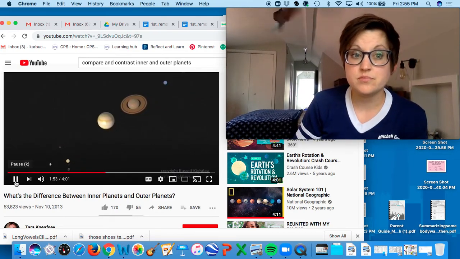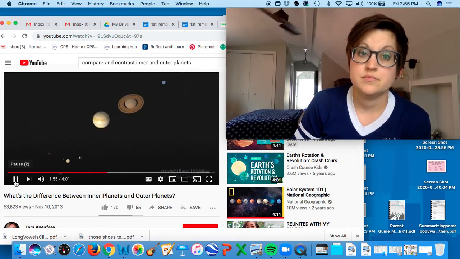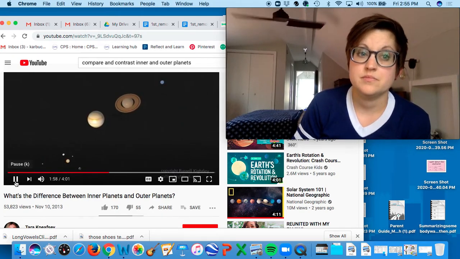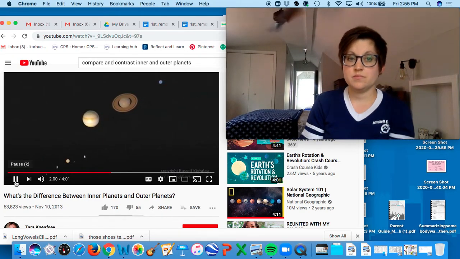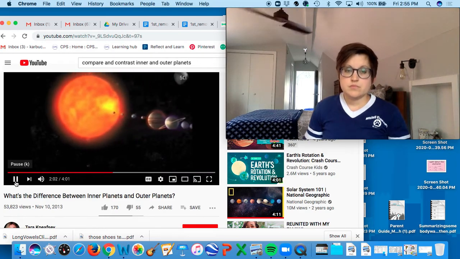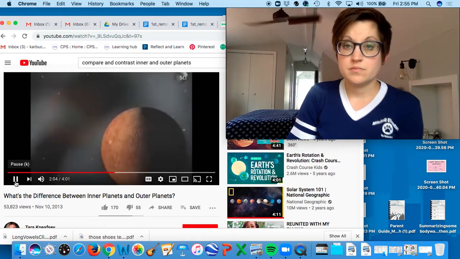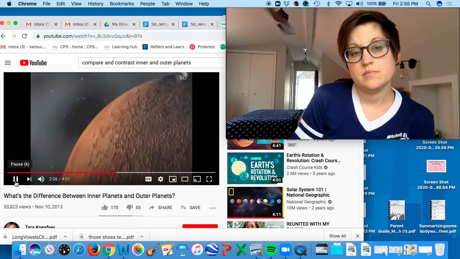Inner planets are different from outer planets because they have greater density. The elements in the inner planets are more closely packed together, causing them to be smaller. Despite being larger, the elements making up the outer planets are less densely packed together.